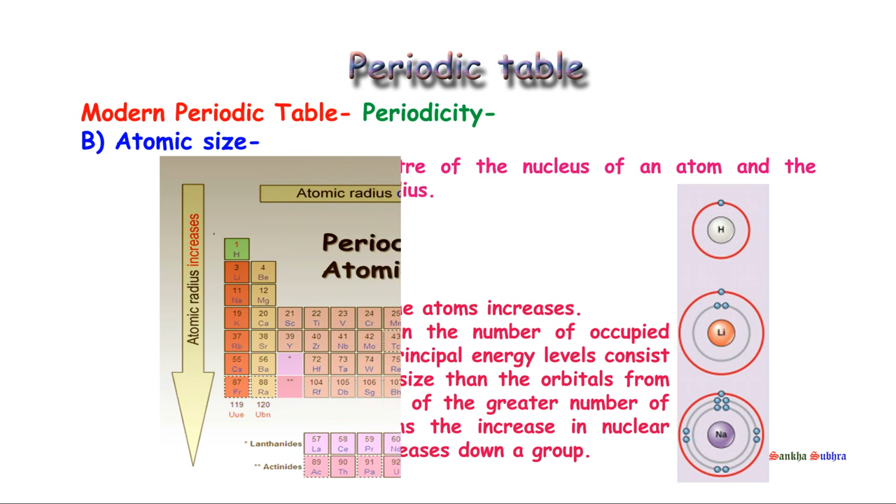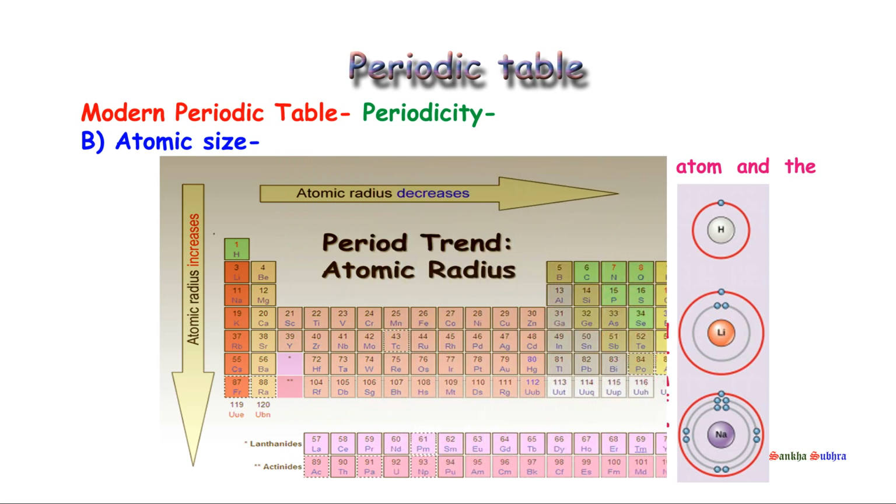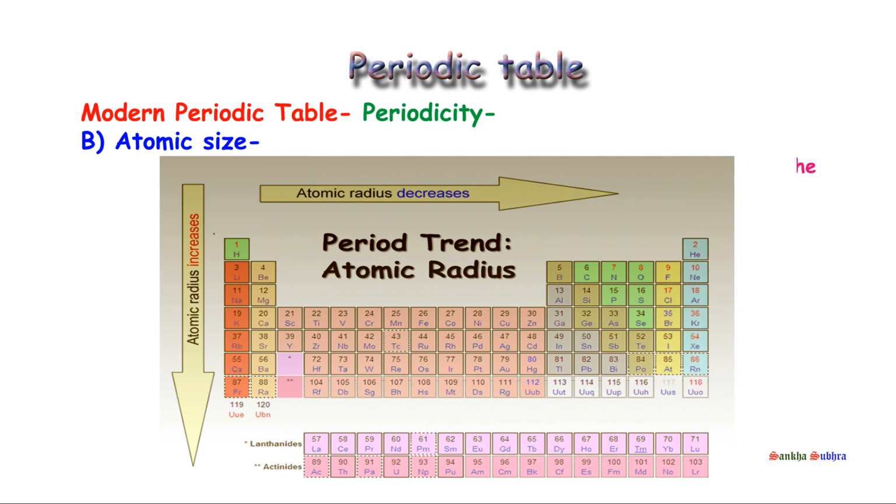So we can state clearly that the atomic size reduces if we move from left to right across a period, and the atomic size will increase if we move top to bottom down a group.